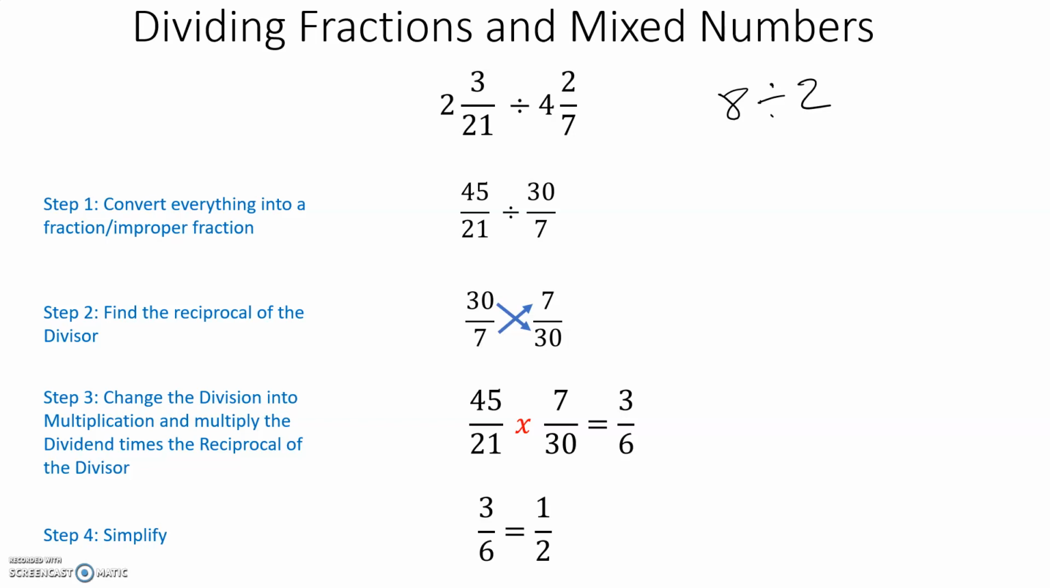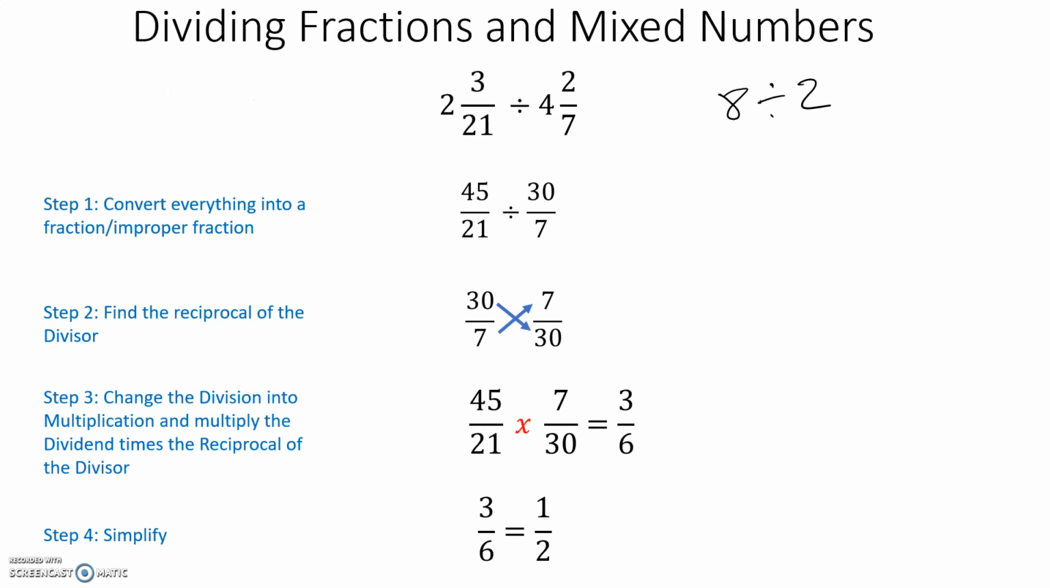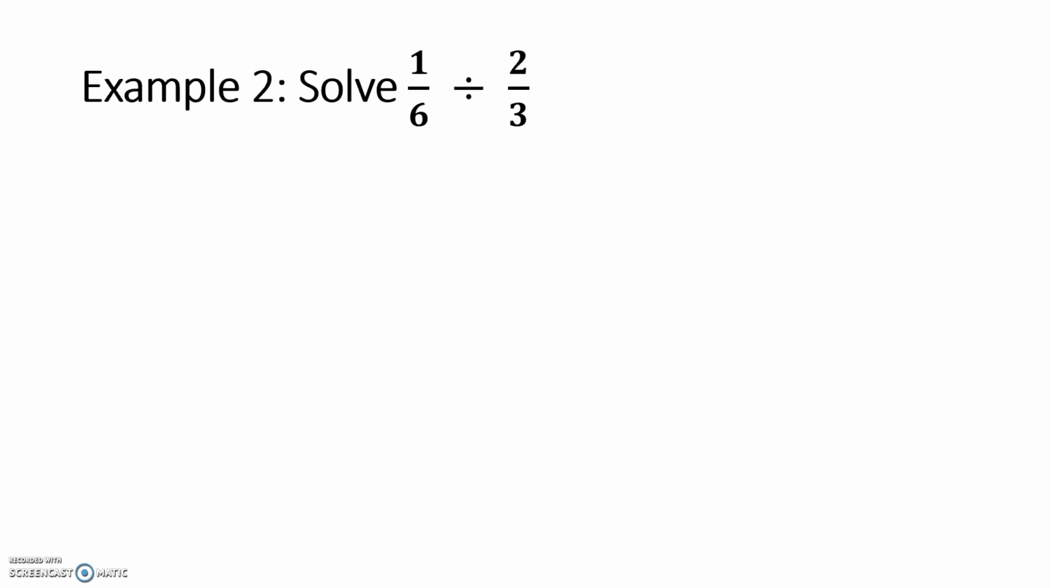All right, so step one, convert everything into an improper fraction. Step two, you find the reciprocal of the divisor. So 7/30ths, all right, so I flip them around. So 7/30ths becomes 30/7ths. And then I change the division symbol into a multiplication symbol. And then I multiply. And the last thing I do is simplify. All right, so that's just the general notes. We'll get to mixed numbers a little bit later. But right now we're just going to work on dividing fractions.